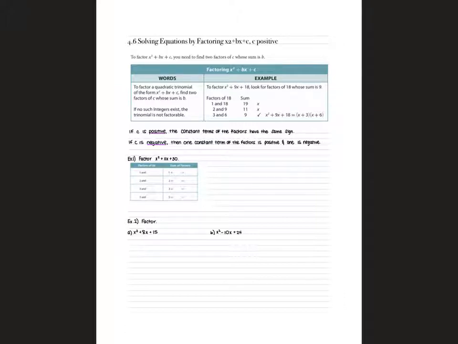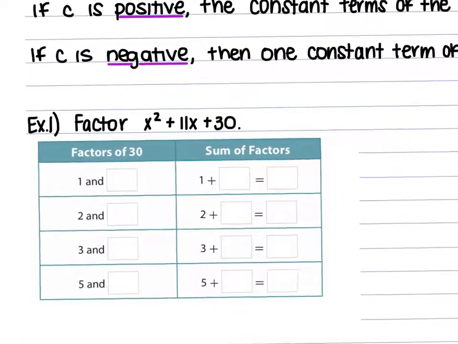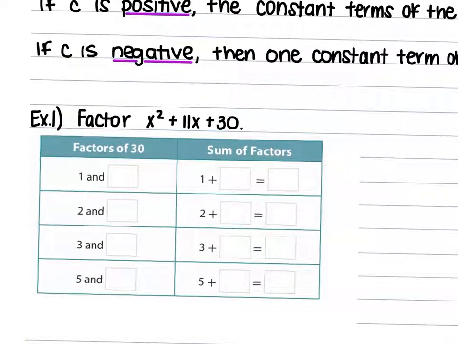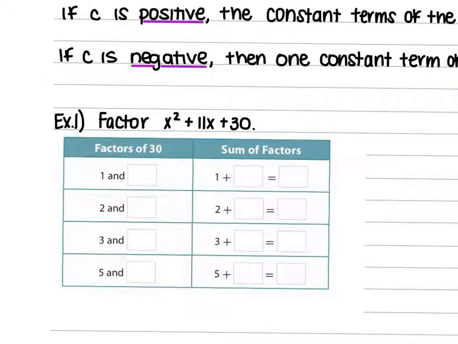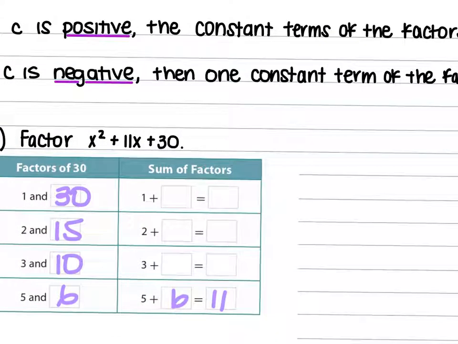So if we look at example 1, we are factoring x squared plus 11x plus 30. So we want to find the factors of 30 that add up to be a positive 11. So we have 1 and 30, that's 30. Then 2 times 15, 3 times 10, and 5 times 6. Well, if we add 5 plus 6, that's going to give us 11. So when we factor this, we're going to have x, because we're splitting up that x squared, times x plus 5 times x plus 6.